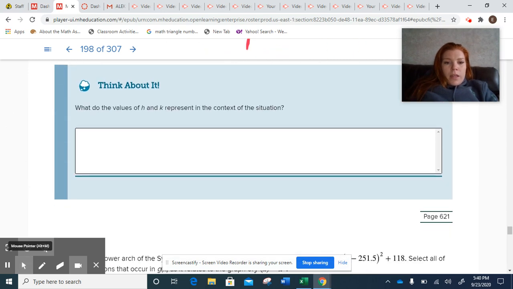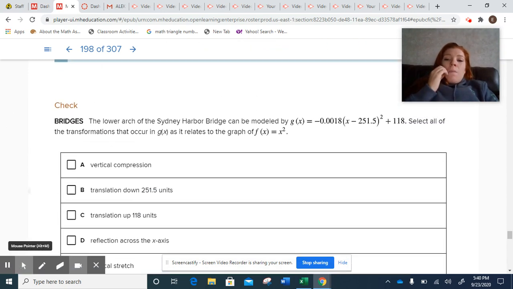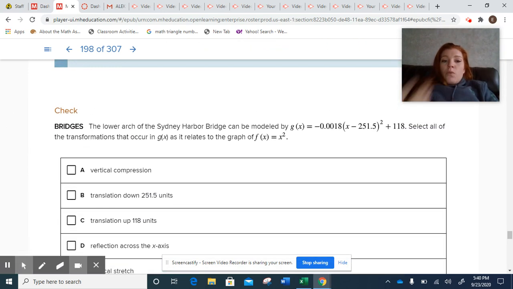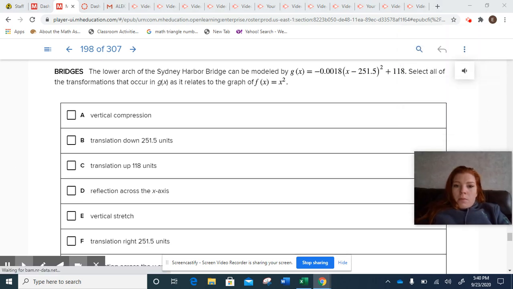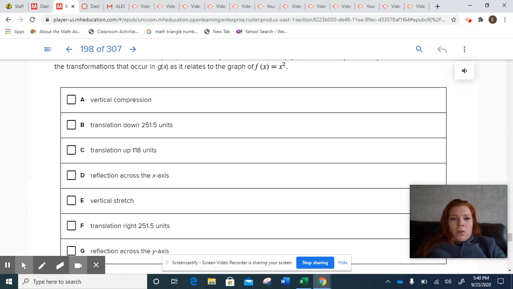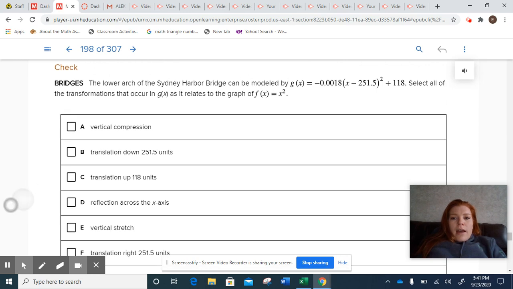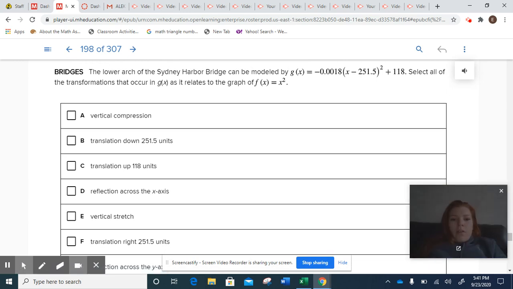Let's go down a little bit here. We have another word problem that's modeled here. We're going to select all of the ones that apply. So I'm going to try and scoot this up and move my face over there. So let's see. We have the 118.